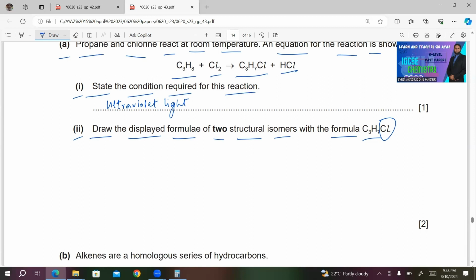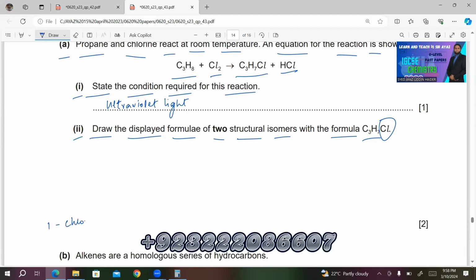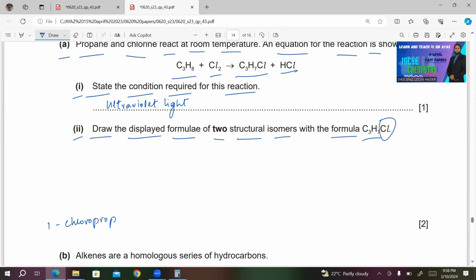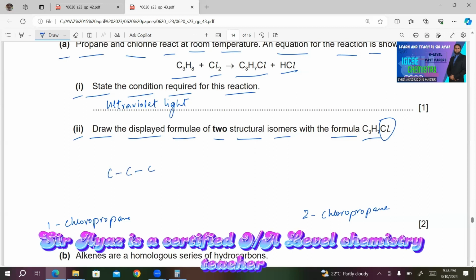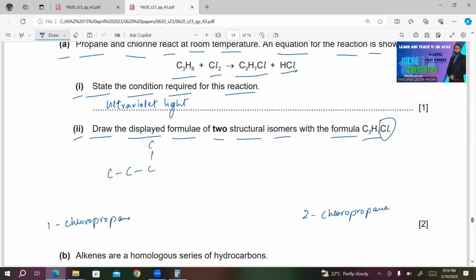For your convenience, I am writing their name. 1 chloropropane and we have 2 chloropropane. The difference is in the position of chlorine. We have 3 carbon atoms here, 1, 2, 3. In 1 chloropropane, we have to place chlorine on the right hand side or the left hand side. Let's consider this carbon as number 1, 1, 2, 3. Now I am saturating the carbon atoms with hydrogen.